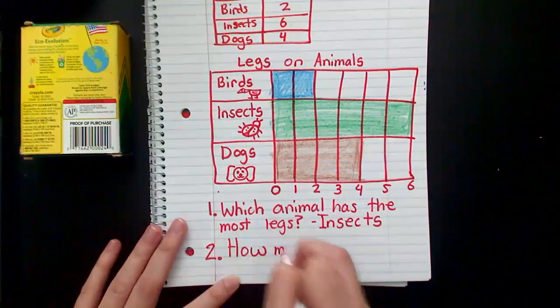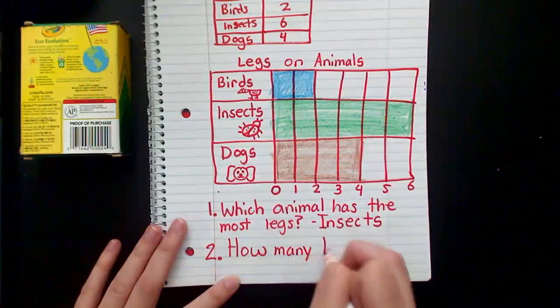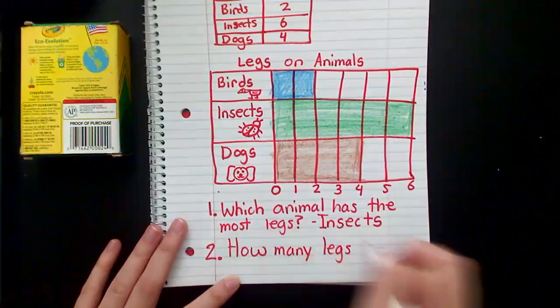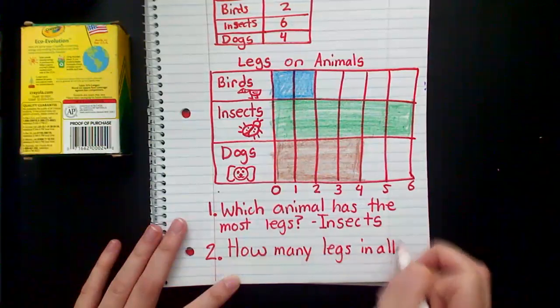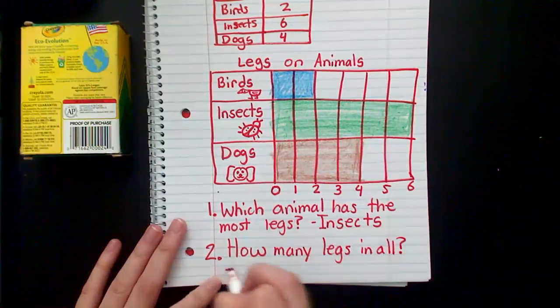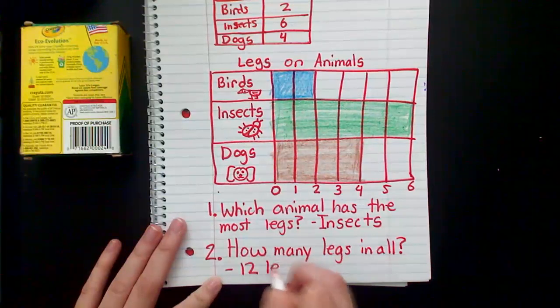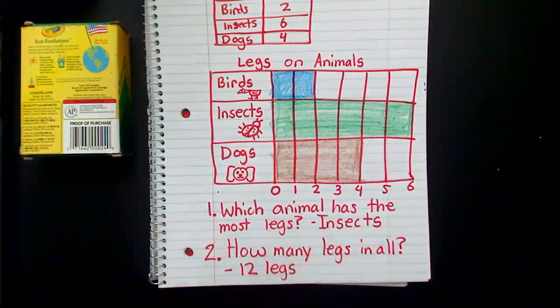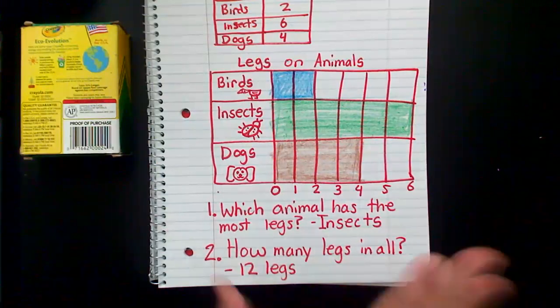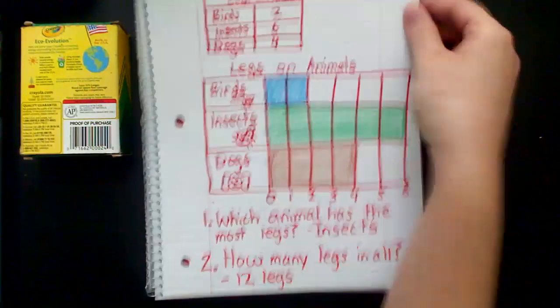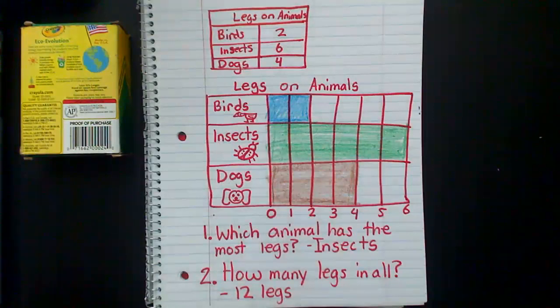So here, how many legs in all? Question mark. 12 legs. Okay. So that is our math assignment, and this is going to conclude our video.